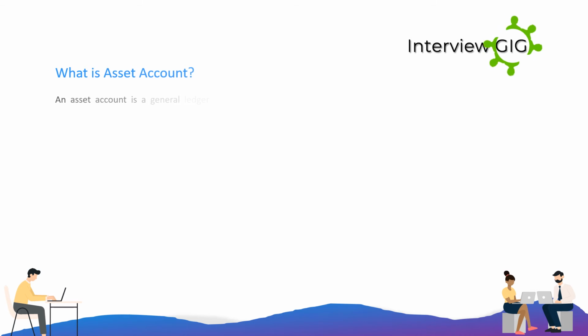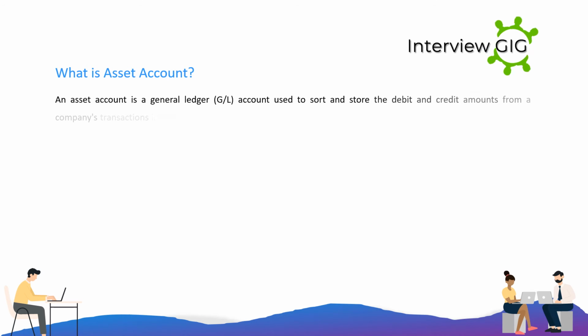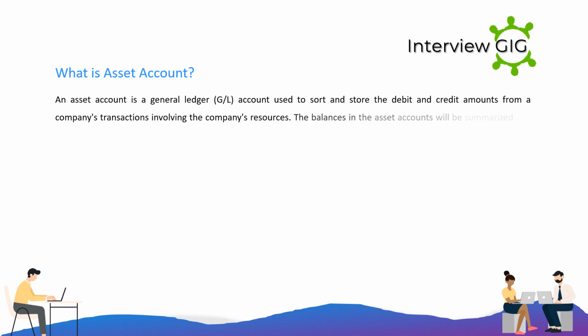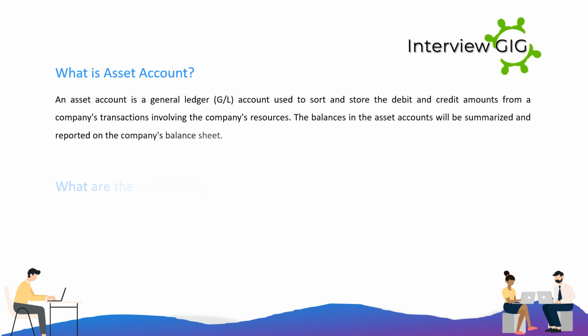An asset account is a general ledger, GL, account used to sort and store the debit and credit amounts from a company's transactions involving the company's resources. The balances in the asset accounts will be summarized and reported on the company's balance sheet.